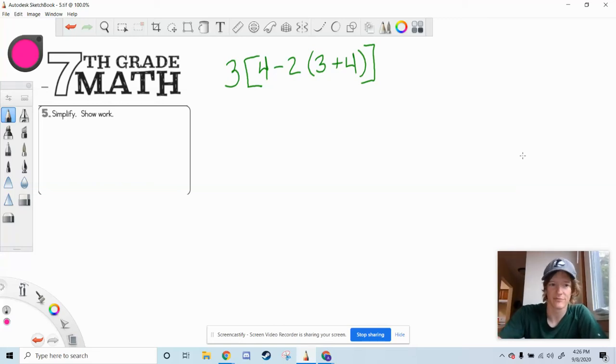Number 5, simplify, show work. In this one, we need to use the order of operations.